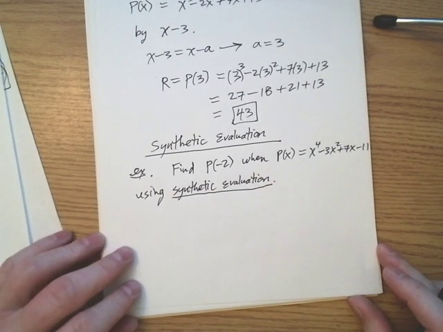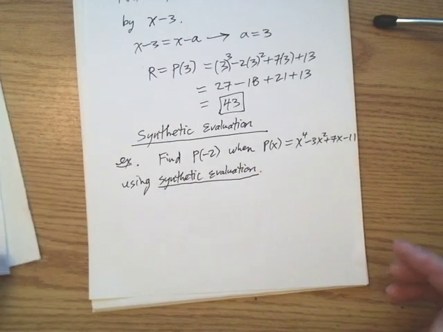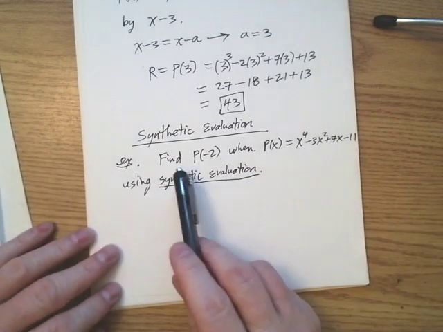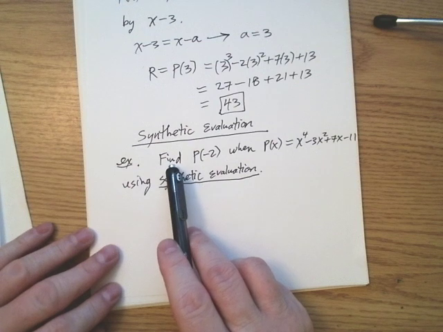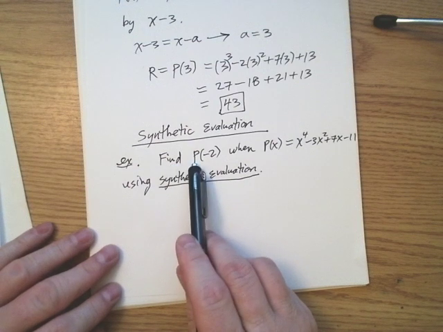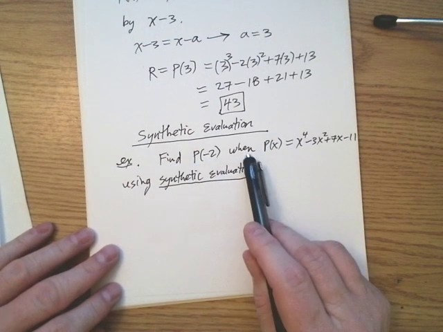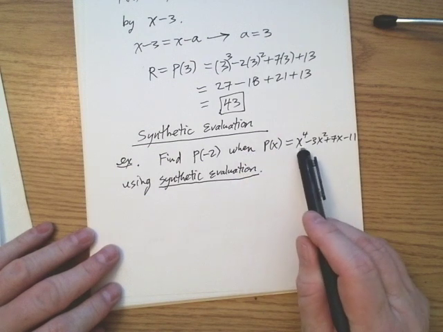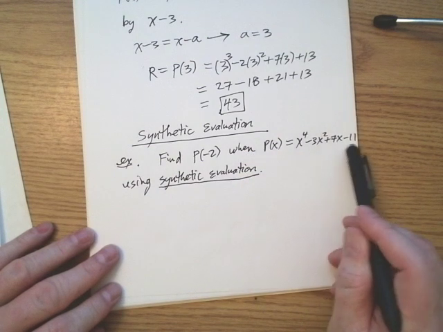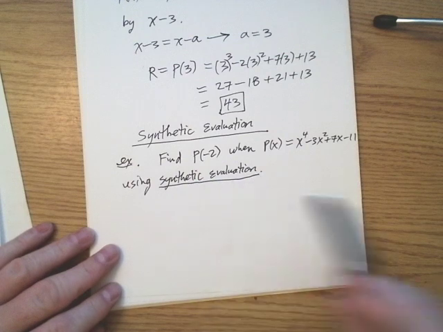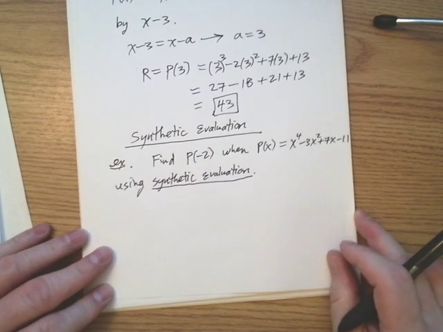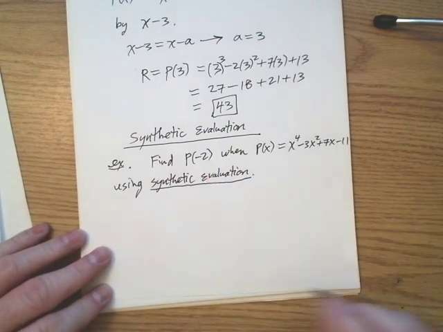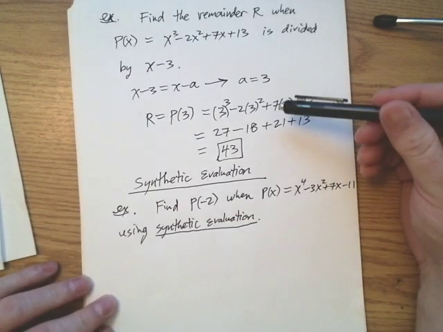Okay? This leads to something else. People will often call this synthetic evaluation. Suppose somebody asks you to do the following. Find the polynomial p evaluated at -2 when p of x is given by x to the 4th minus 3x squared plus 7x minus 11. Use synthetic evaluation. So when the time comes and you take your exam, I'll ask you to use this particular method.